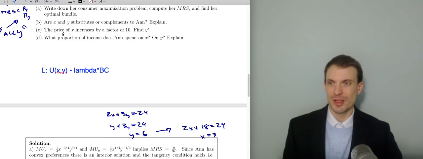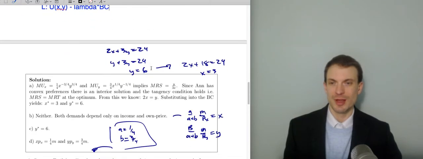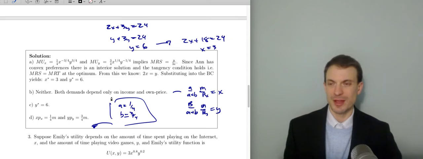All right, the next thing we want to determine is what proportion of income Ann spends on good x and good y. Remember, with Cobb Douglas, each consumer is going to expend a constant share of their income on both goods. My expenditure on good x is xpx. My expenditure on good y is ypy. My expenditure on good x is going to be 1/4 m. My expenditure on good y is going to be 3/4 m.